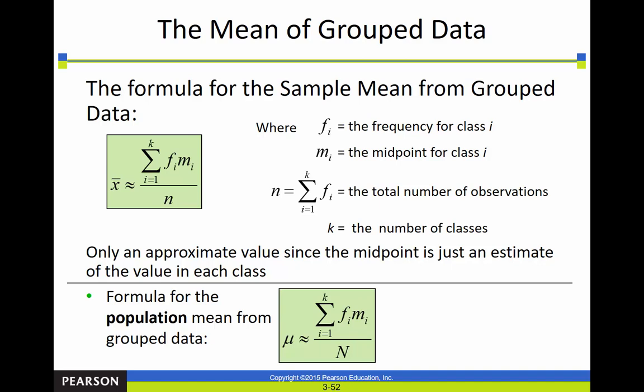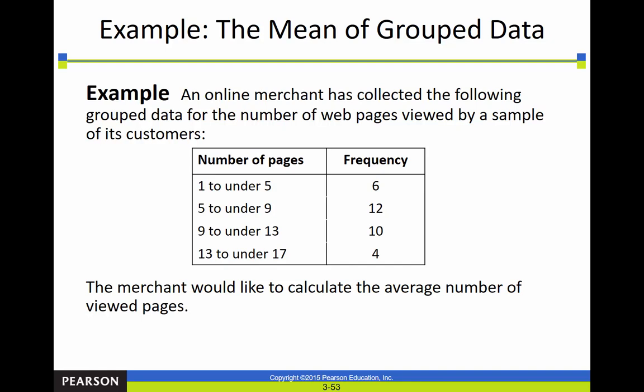That's x bar. You see that there? That's the mean. And that will equal the frequency, or the number of times that class is represented, times the midpoint of the class divided by n, or the number of total observations. There's the formula. So let's look at an example. An online merchant has collected the following group data for a number of web pages viewed by a sample of its customers. So now you can see what I mean by there's a range, 1 to 5, 5 to 9, 9 to 13, and 13 to 17. And then a frequency, the number of times each of those ranges occurred. We need to calculate the average number of viewed pages.